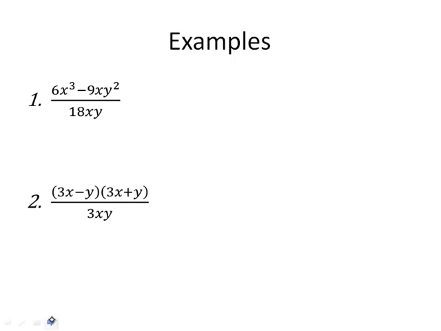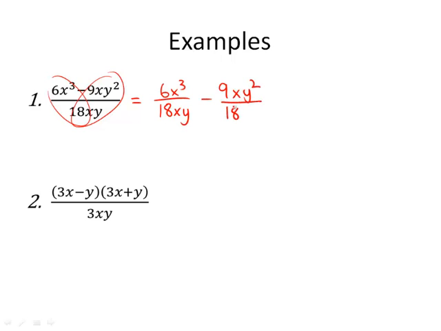So let's take a look at how we would do that in these examples. In this case, we have a polynomial and a monomial that it is divided by. Notice that there is no way to combine the numerator terms because they are not like terms. Therefore, we need to separate and divide 6x cubed by 18xy, and also divide 9xy squared by 18xy as well.